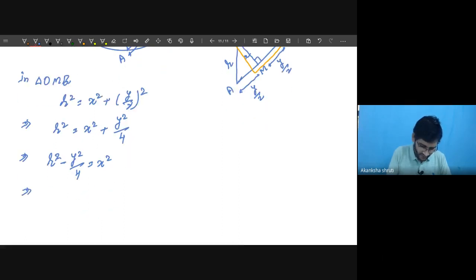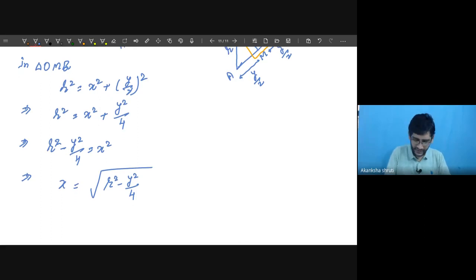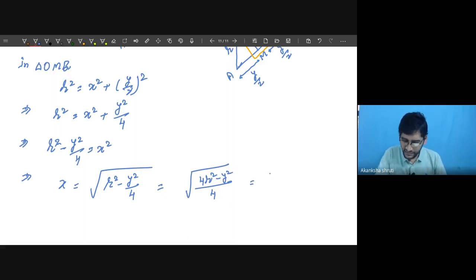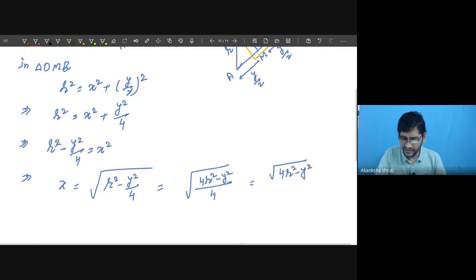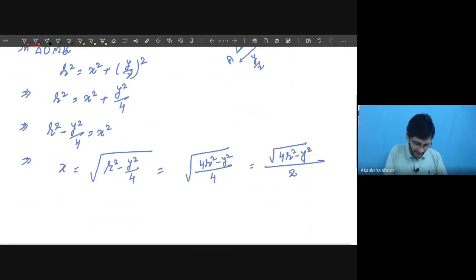Okay, student. Or x can be written as under root of r square minus y square by 4. Or if you want to simplify this, you can simplify it. How? Take the LCM as 4r square minus y square. So it becomes like under root of 4r square minus y square, divided by 2. Correct? It is like this one. So this way this x can be calculated. This is the perpendicular length.